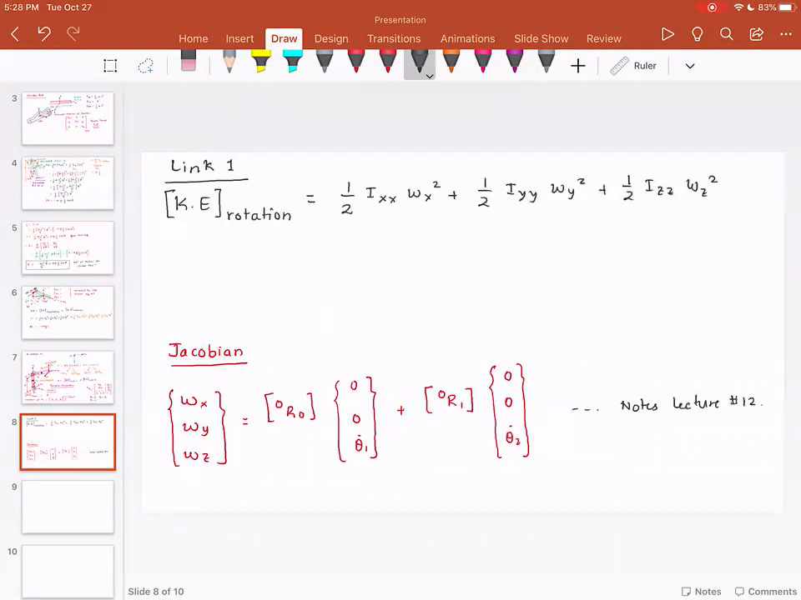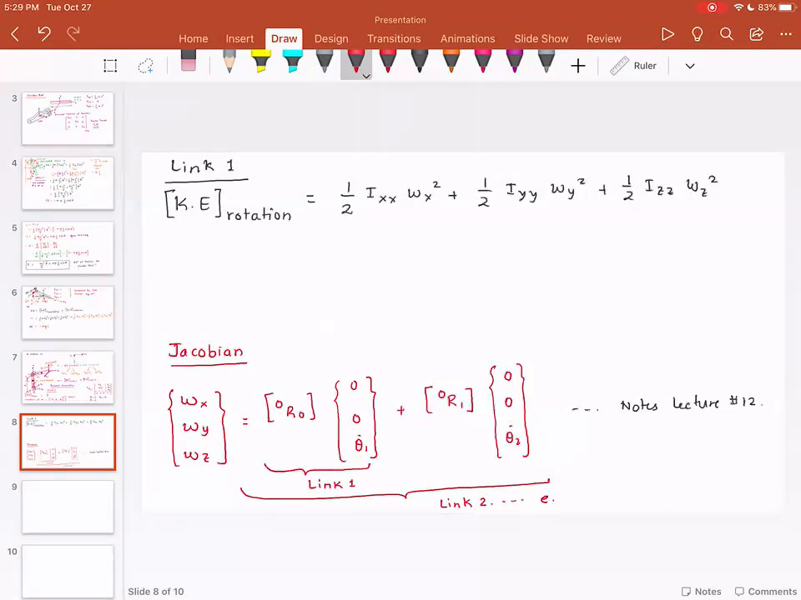Now this is the overall Jacobian. What I mean by overall Jacobian is this part is for link 1 and the whole thing is for link 2.